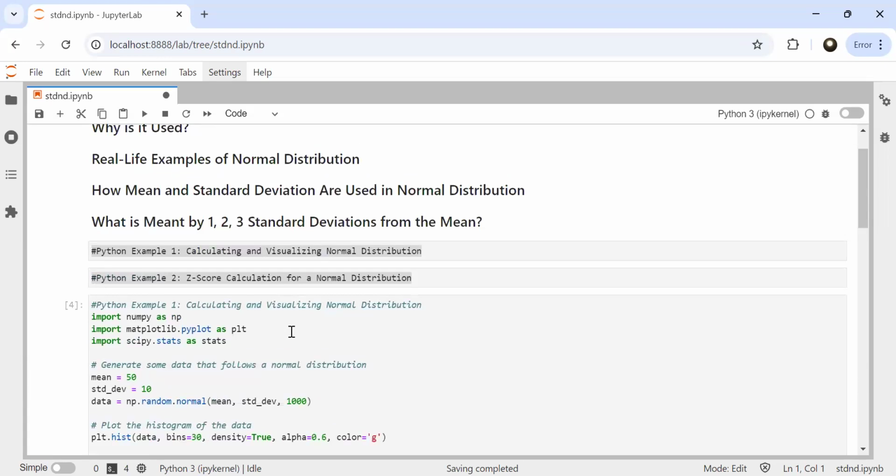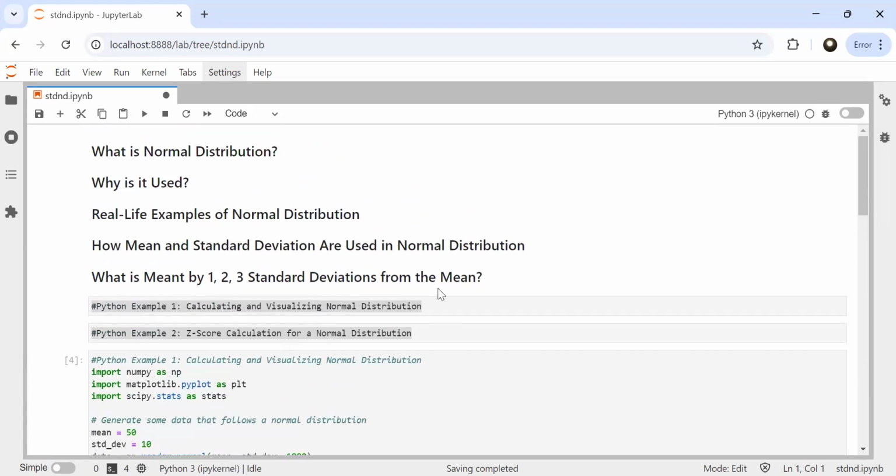And we have also seen calculating and visualizing normal distribution. So in this video, we have discussed what normal distribution is, why it is used, and we have learned a few examples of normal distribution. We have calculated and visualized the normal distribution, and we have done the z-score calculation for a normal distribution.